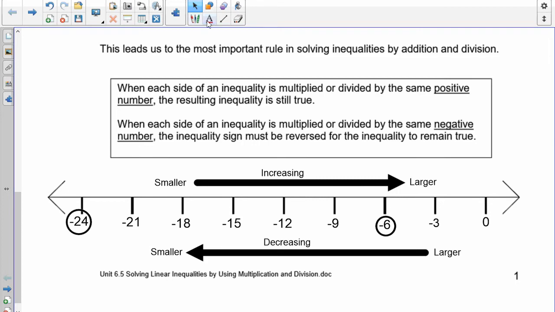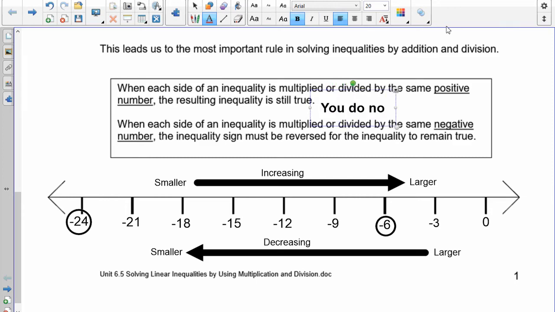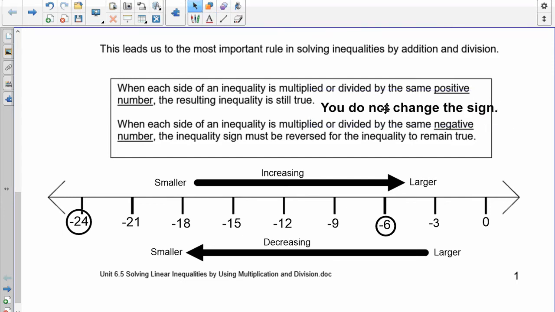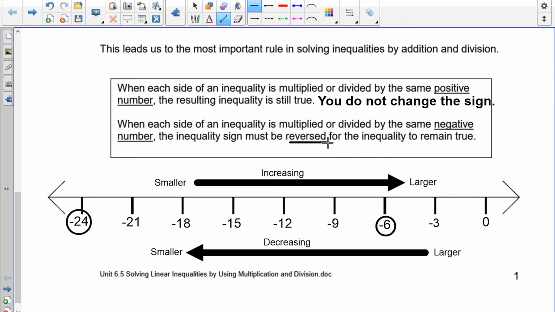Maybe I should put that in there so you can just get it right here. Let's make that a little bit bigger. You do not change the sign. Right there. Now look at the second line. When each side of an inequality is multiplied or divided by the same negative number, the inequality sign must be reversed in order for it to remain true. This must be reversed. There's no other choice. If you don't reverse the inequality sign, then you've just introduced a mega error, and everything will be wrong.